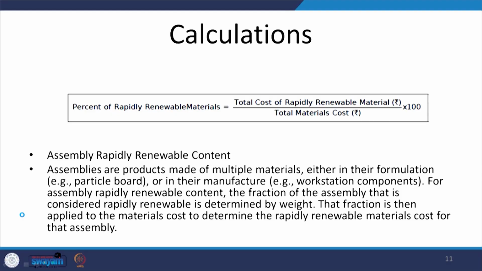So, if we look at the compliance calculations, we can see that we have to calculate the percentage based upon the total cost of these rapidly renewable materials. So, we calculate the percentage of this cost of rapidly renewable material as that of total material cost, like we have done for the other recycled content and renewable products.